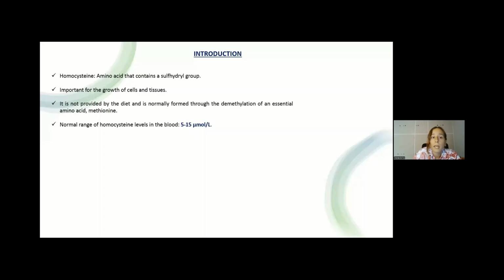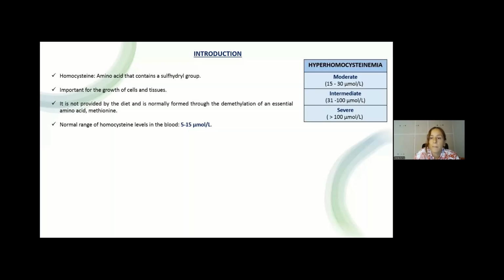Homocysteine is an amino acid that contains a sulfhydryl group. It's important for the growth of cells and tissues. It is not provided by the diet, and it's normally formed through the methylation of an essential amino acid, methionine. The normal range of homocysteine levels in the blood is 5 to 15 micromoles per liter. And the classification of hyperhomocysteinemia is moderate, intermediate, and severe according to the homocysteine levels in the blood.